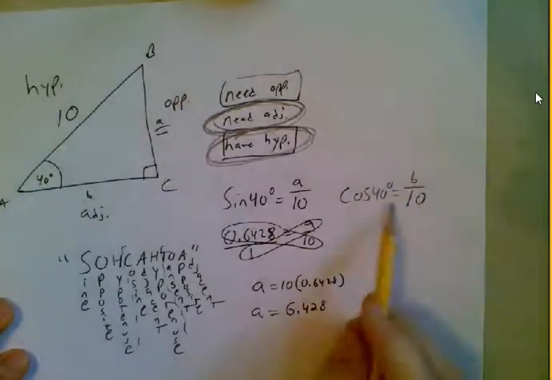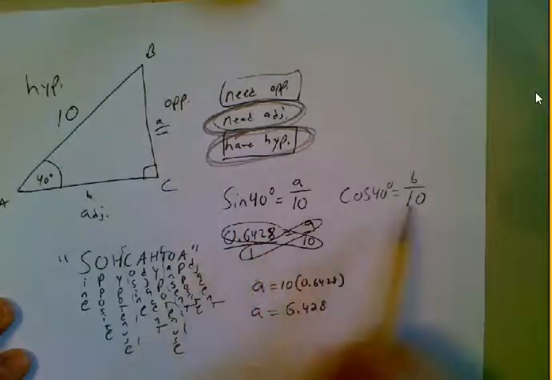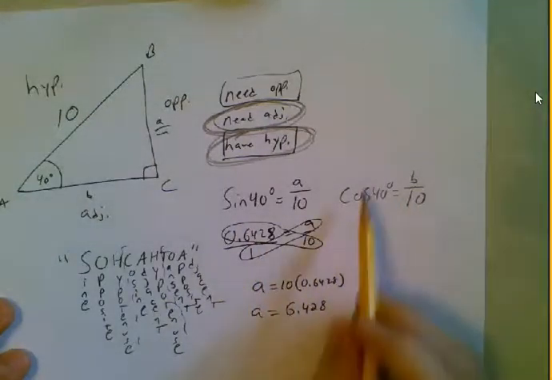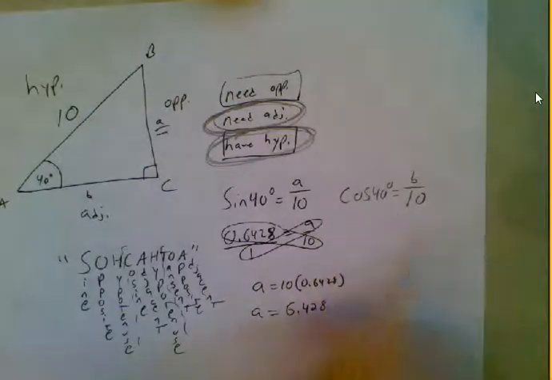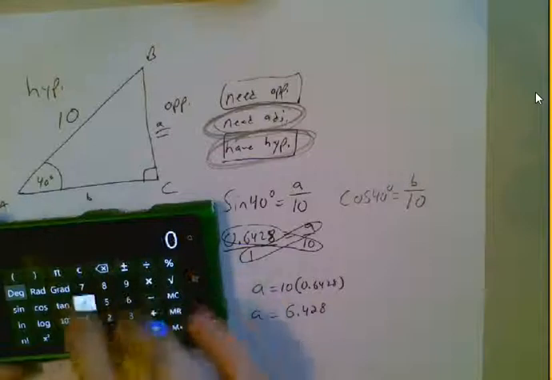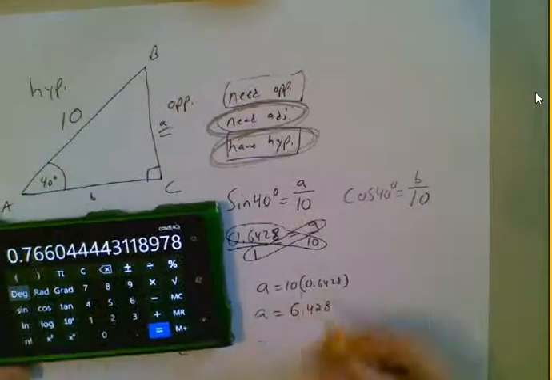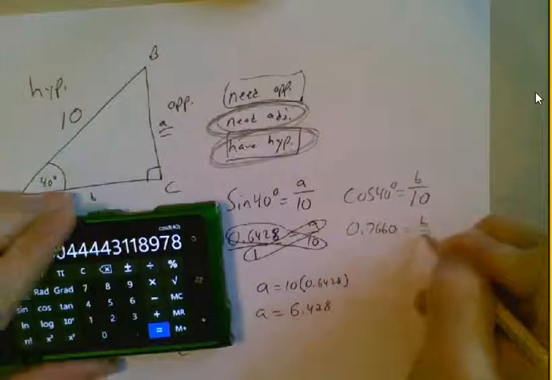Okay, and obviously if you see the pattern that happened here, you probably can figure out what to do here. But again, let's play it safe. Let's pretend that you're not sure how to do the algebra part. So let's just get the cosine 40 out of the way and go from there. So cosine 40, cosine is 0.7660 equals B over 10.